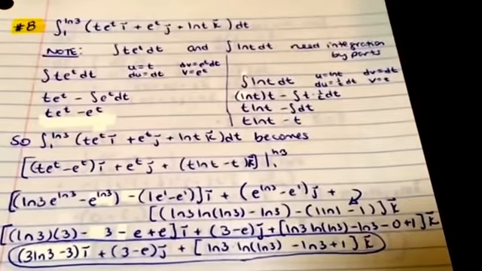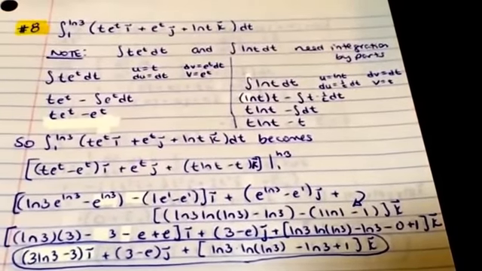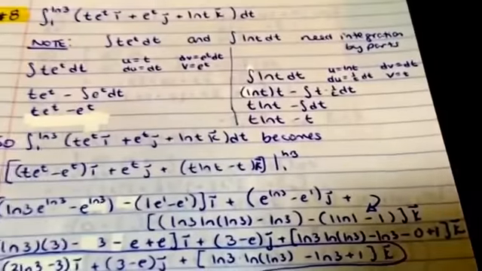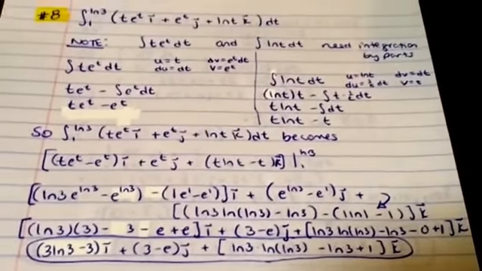So some of them are going to require u substitutions. Some of them are going to require integration by parts. Some of them are going to be just basic. But again, you're just taking it one piece at a time and then putting it all together as a vector for your answer. Okay, so initial value problems.